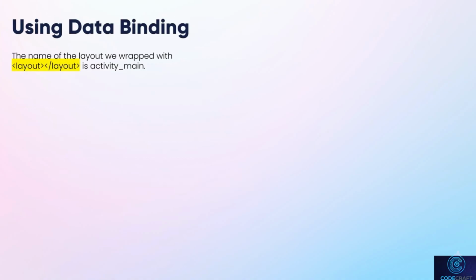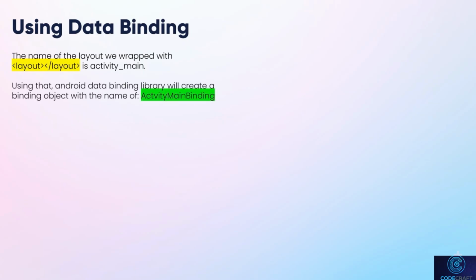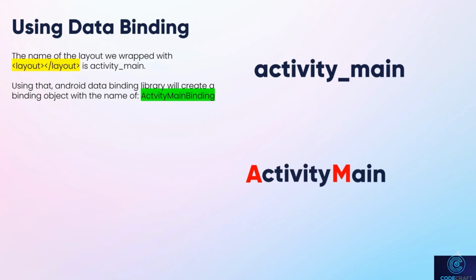In most cases, the default class name corresponds to the name of the layout file, followed by the binding postfix. For example, if we have the activity_main.xml file, this is the name of the layout for the main activity. Using that, the Android data binding library will create a binding object with the name of Activity with capital A, we remove the underscore, Main with capital M, and the Binding postfix.